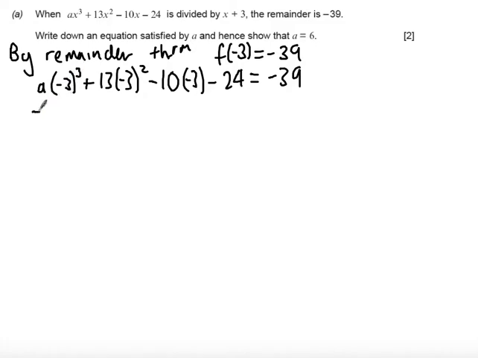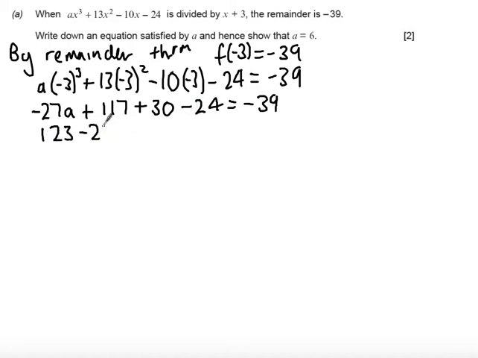So minus 3 cubed is minus 27a. Minus 3 squared is 9 times 13 gives me 117. Minus 10 times minus 3 is plus 30, minus 24 equal to minus 39. So tidying up the left hand side, I get 147 take away 24 gives 123 minus 27a is equal to minus 39.